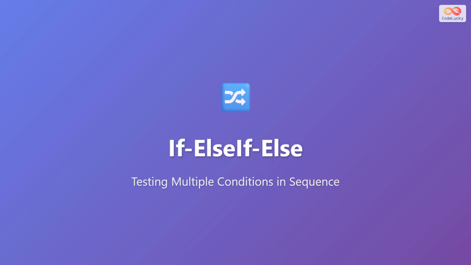Welcome to this tutorial on if-else-if-else statements in PowerShell. This is one of the most powerful control flow structures you'll use in your scripts. It allows you to test multiple conditions in sequence and execute different code blocks based on which condition evaluates to true. By the end of this video, you'll understand how to build decision trees that can handle complex logic with multiple possible outcomes.